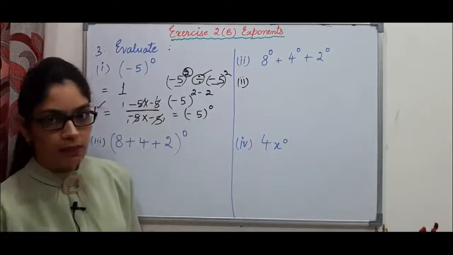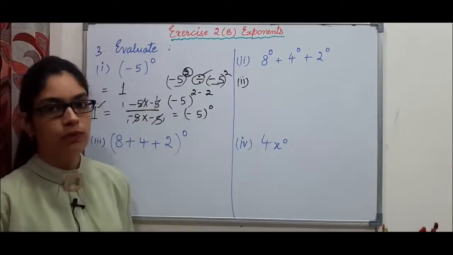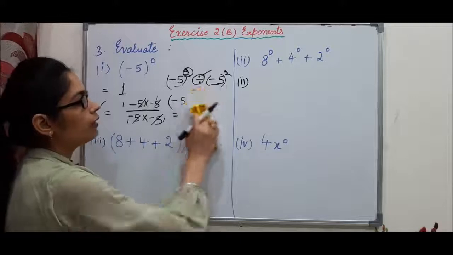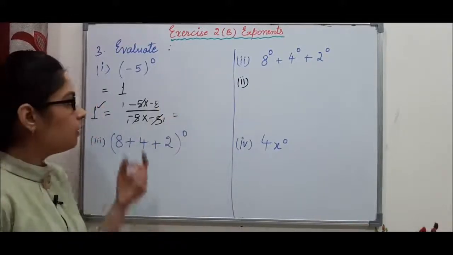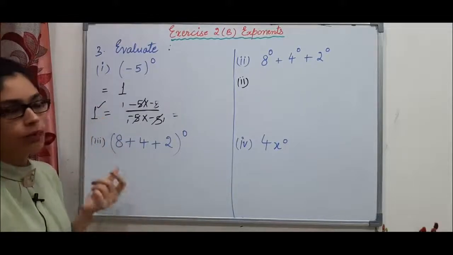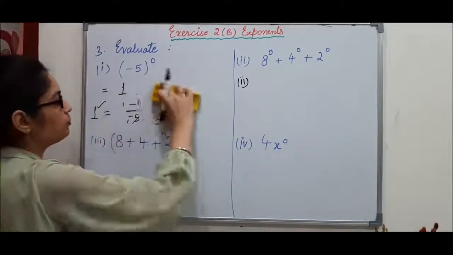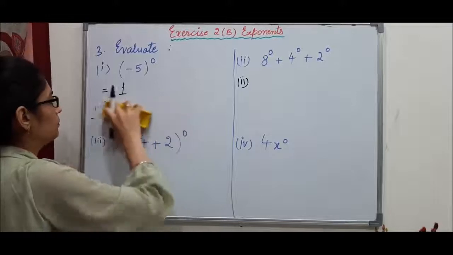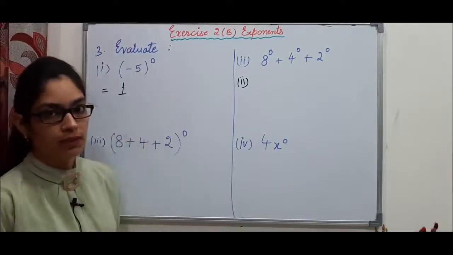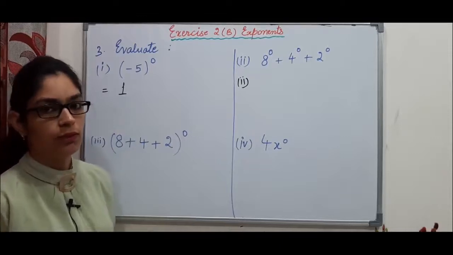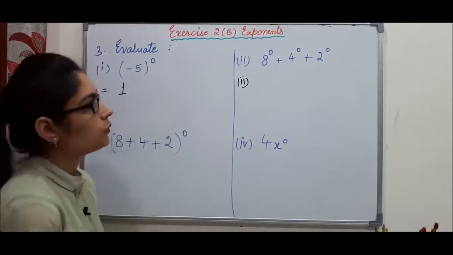So I have explained the concept behind it. Don't get confused that if the power is 0, the whole value will be equal to 0. No, the whole value will be equal to 1 if the power is 0. Or you can directly learn the rule also. This was just additional information so that you can understand the concept also.